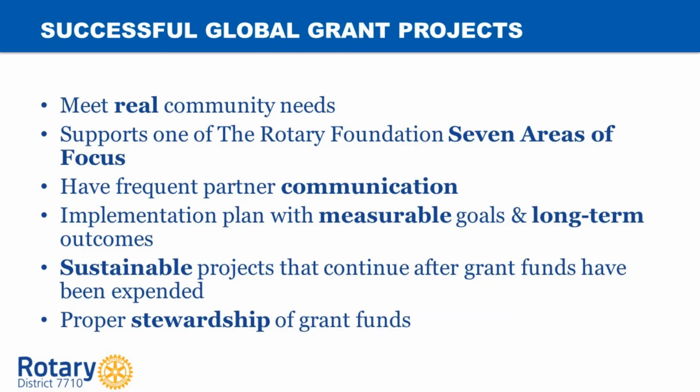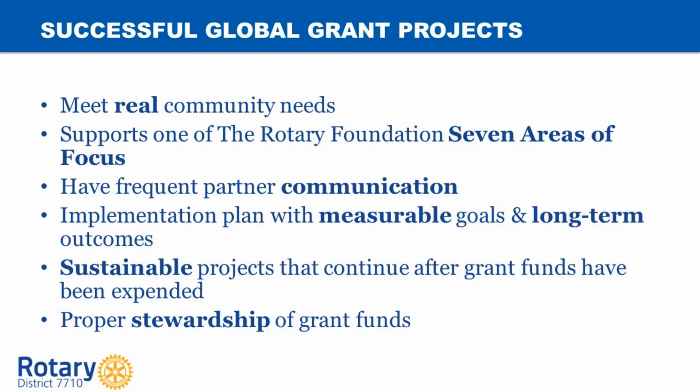Next, it must support one of the 7 areas of focus. When completing your global grant application, select only one primary area of focus. If you select more than one area of focus, you will need to provide quantitative measures for each area of focus, and your application will have to be evaluated separately by each area of focus team at the Rotary Foundation to ensure that it meets the specific goals and policies for each of the areas of focus.